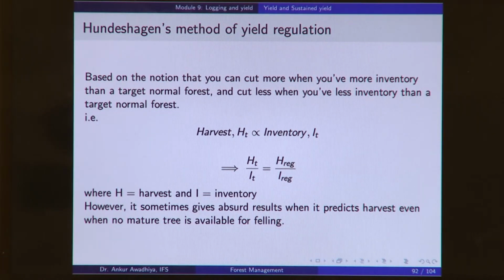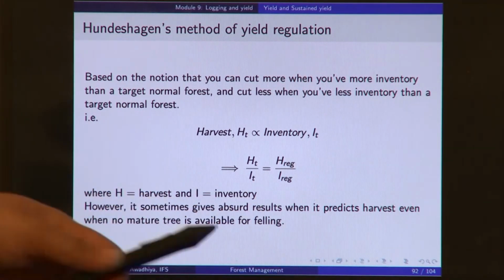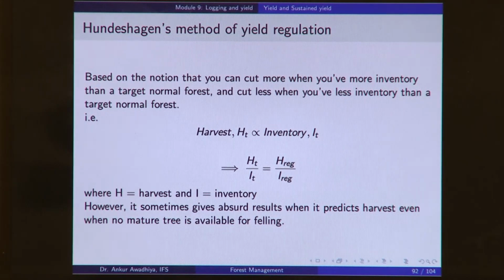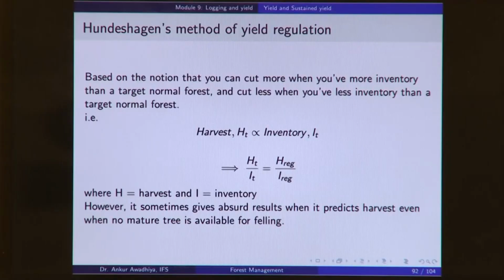However, this method also gives absurd results when it predicts harvest even when no mature tree is available for felling. So, suppose you have an area where you did a clear felling and now you have planted young seedlings. When you put your area into this equation, you will get that some amount of felling needs to be done, even though your plants are only 1 or 2 years of age. So, this method can give you certain absurd results.